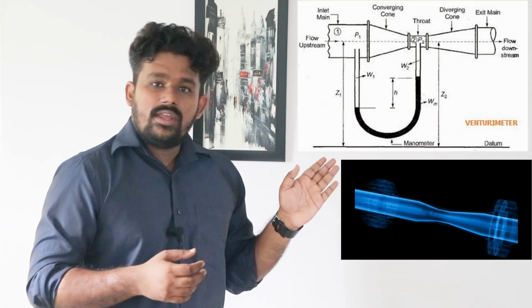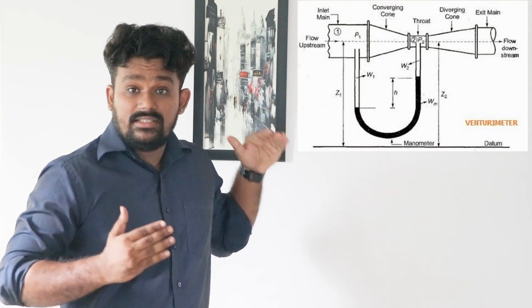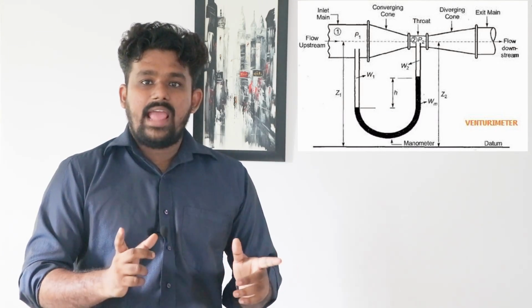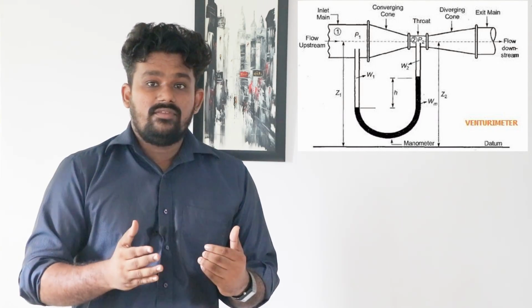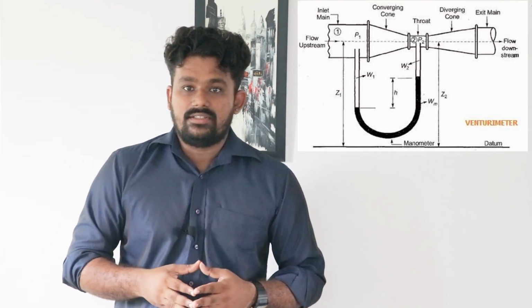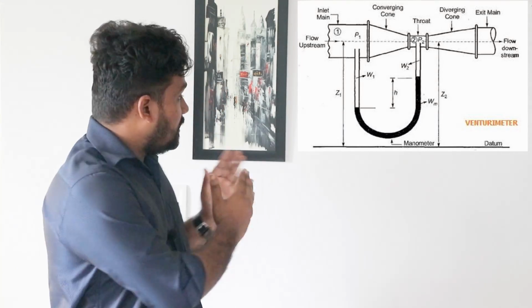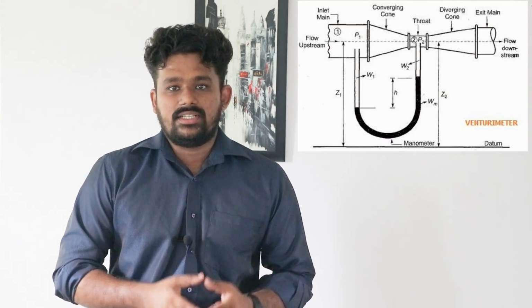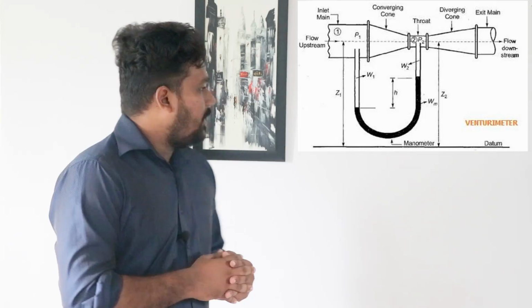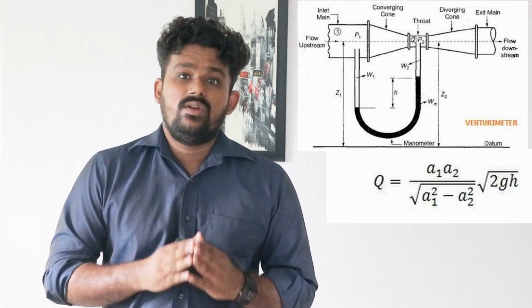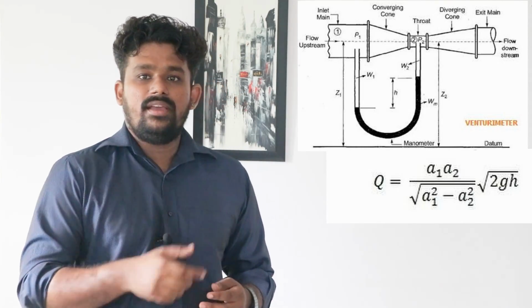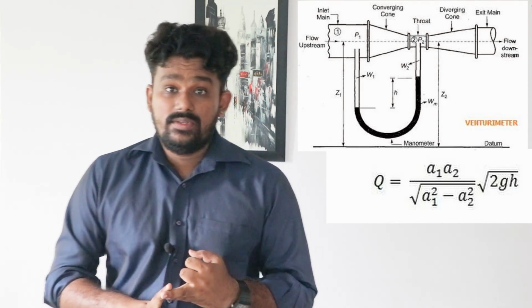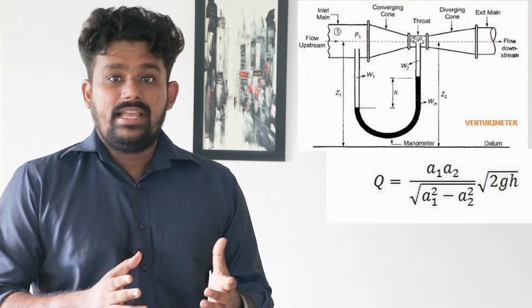Comparing the angle of convergence and divergence, the convergent angle is always greater than the angle of divergence. Also, the length of the converging section is always less than the length of the diverging section, so the length of the divergence section is more. To find the discharge, the relation used is Q equal to A1 A2 into root of 2GH by root of A1 square minus A2 square, where A1 is the area of the pipe section, A2 is the area of the throat section, and H is the head of the fluid.